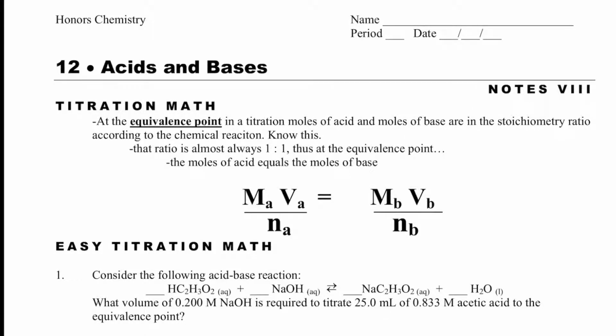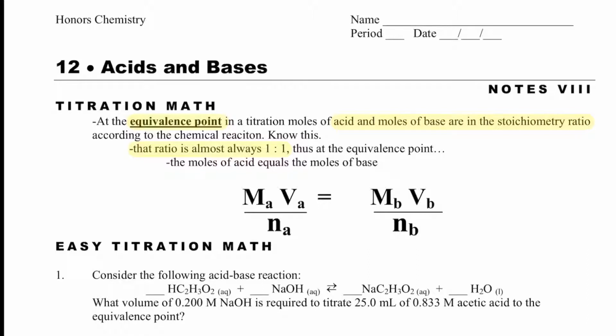In this video, we will discuss how to solve titration math. Titration math is going to help you figure out the concentration of an unknown solution, which is determined in lab once you reach the equivalence point. If you've set up your lab correctly, the moles of acid and the moles of base are in their stoichiometry ratio.